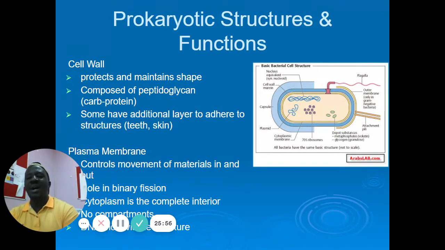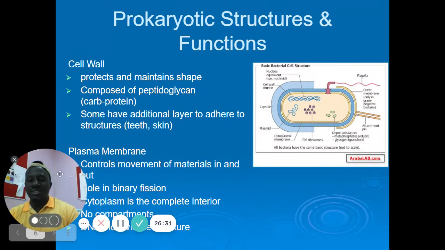Also, some have additional layers to adhere to structures. So, the cell wall function is to protect and maintain shape. That cell wall is not made up of cuticle, it's not made up of anything else. The cell wall here is made up of peptidoglycan. We can ask you, what is the component of a peptidoglycan? It's made up of a carbohydrate and a protein joined together to form the structure, the strength.